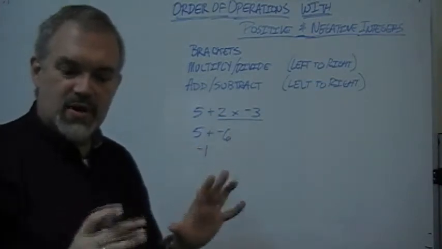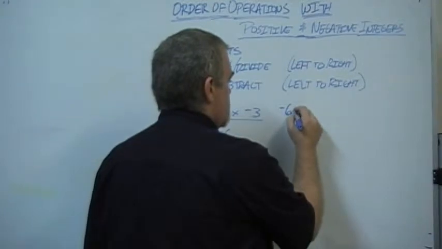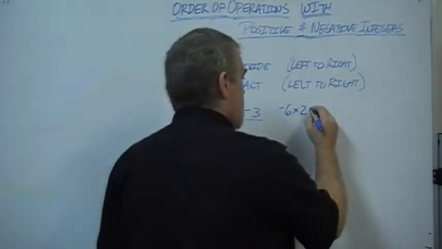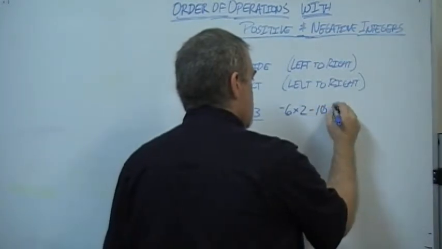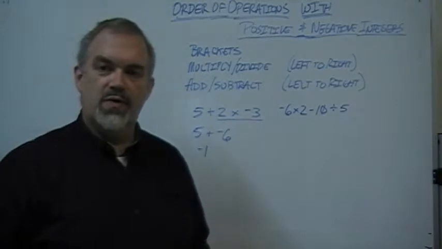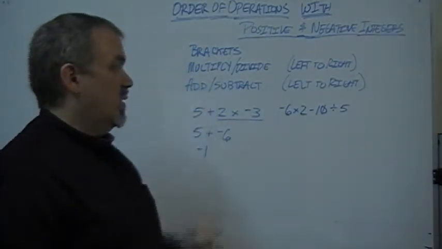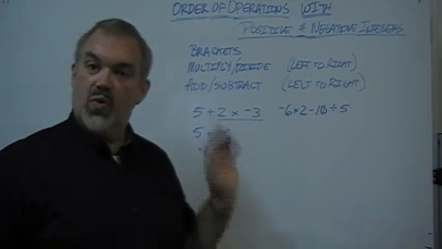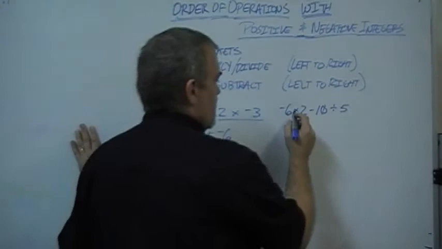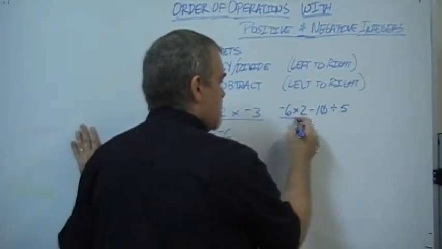Another example, slightly longer. Negative 6 times 2 minus 10 divided by 5. Now, what are we going to do first? Well, there's no brackets or parentheses to be concerned about, so we're going to do the multiply and divide first, working left to right. So what will we do first? Well, here's the multiply and divide. We go left to right, so we'll do this first.